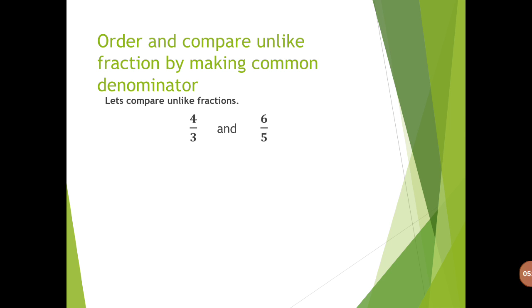The fractions are 4 upon 3 and 6 upon 5, and you have to compare them. There is no common denominator, there is no common numerator. So we have to take another method. Step 1. Make the common denominator. How?